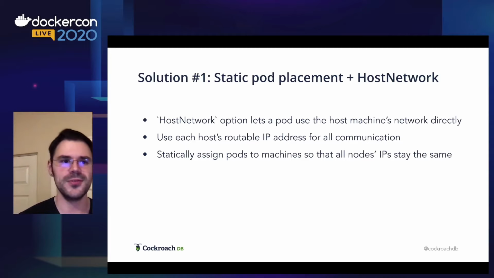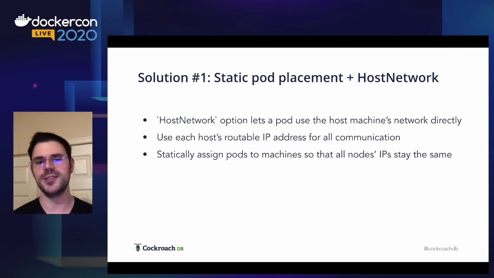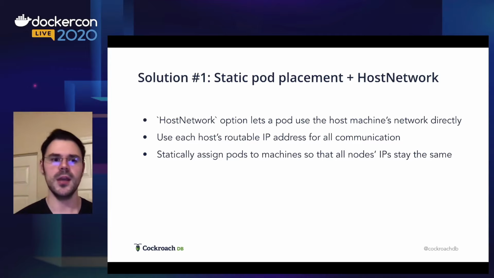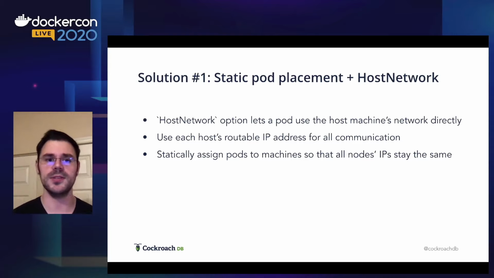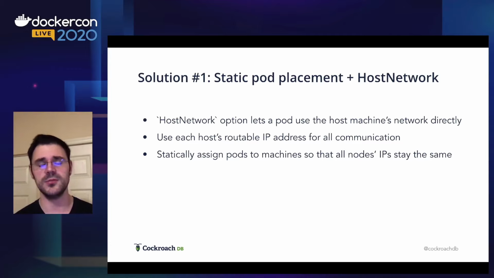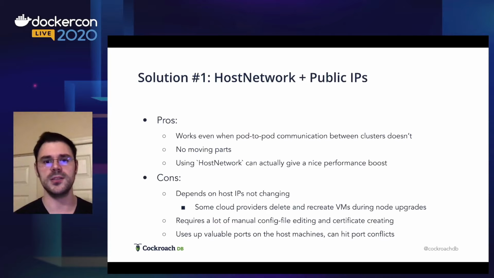All right, without further ado, we have solution number 1, which is static pod placement and host network. Now, this is going to look very similar to a traditional bare metal deployment. We're taking these individual pods and tying them to specific machines and the IP addresses of those machines by using the host network option. This is going to allow our pods to communicate with each other using the host IP rather than a Kubernetes assigned IP, even when, strictly speaking, Kubernetes pod-to-pod communication does not work.